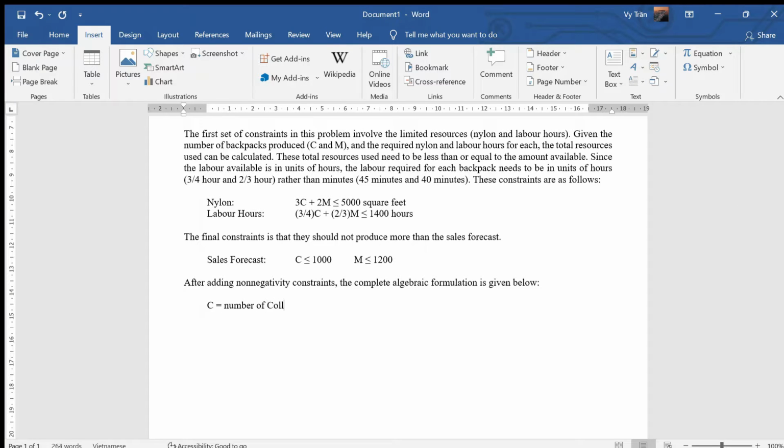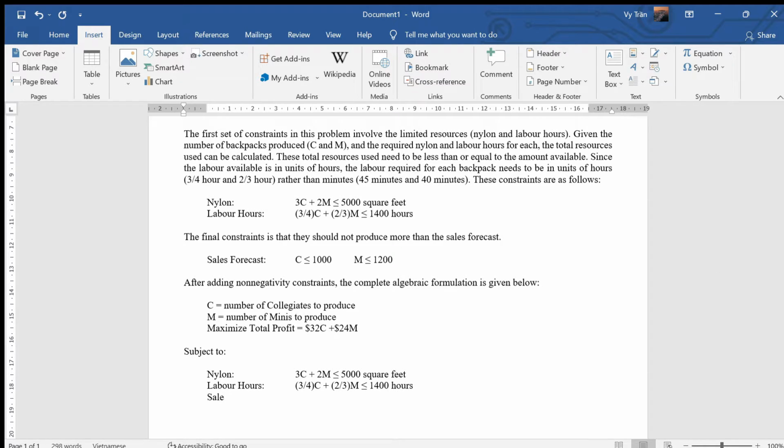We have C, the number of collegiates to produce, and M, the number of minis to produce, and the last one, we have to maximize total profit equal to $32C plus $24M. Subject to the nylon: 3C plus 2M smaller or equal to 5,000 square feet. Labor hours: 3/4C plus 2/3M smaller or equal to 1,400 hours. The sales forecast: 0 smaller or equal to C, C smaller or equal to 1,000, and 0 smaller or equal to M, and M smaller or equal to 1,200.